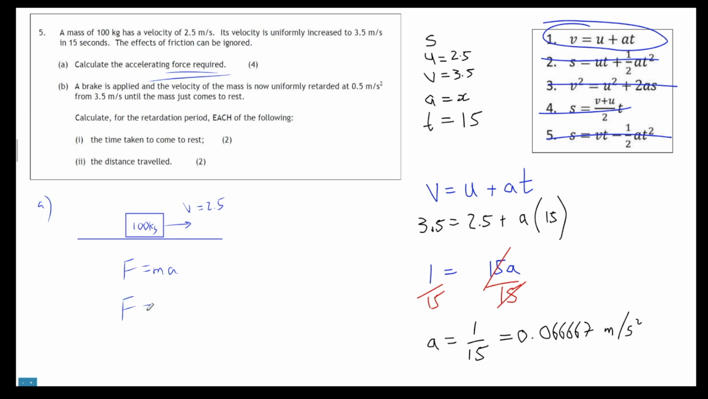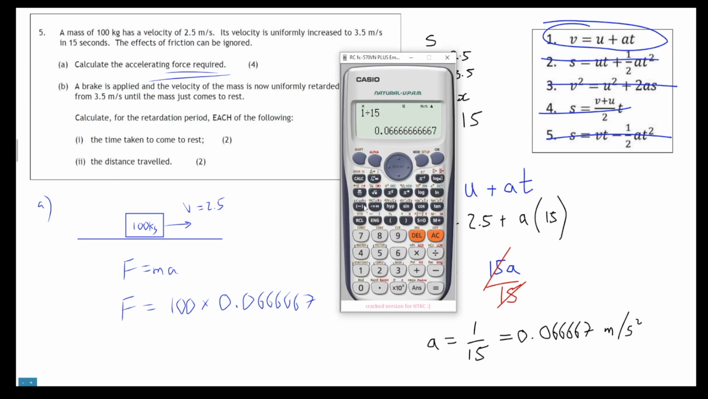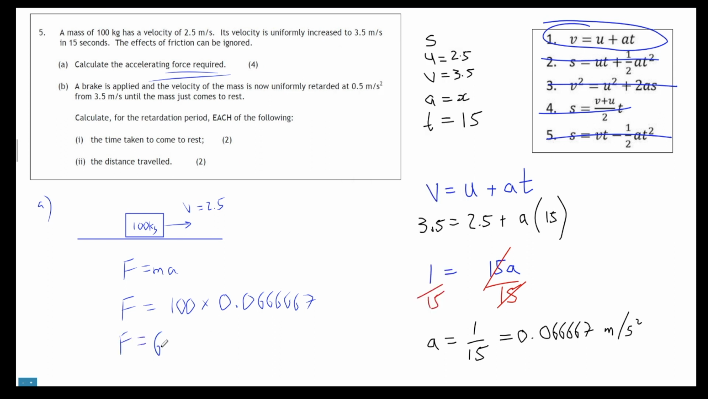So F is equal to 100 kilograms times by that 0.066667, which luckily is still on my calculator. I can just times it by 100. The force is equal to 6.667. Let's give it one more 6, they're recurring. And because we talk about kilograms and seconds, this will be in newtons. So I could just write N for newtons. Really, that's it. That's part A done.